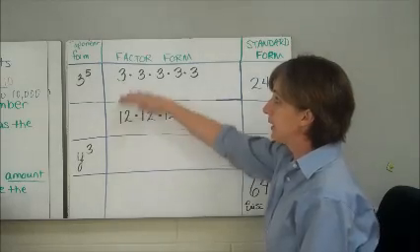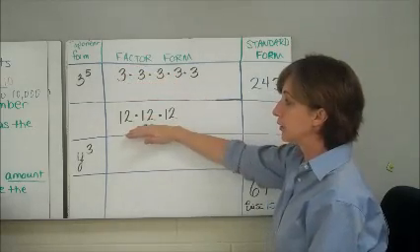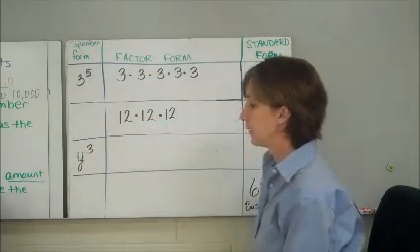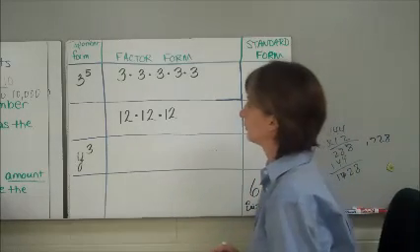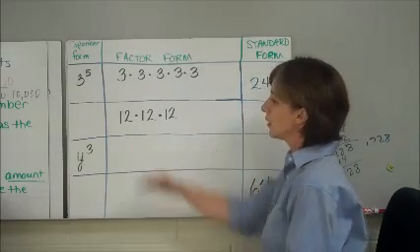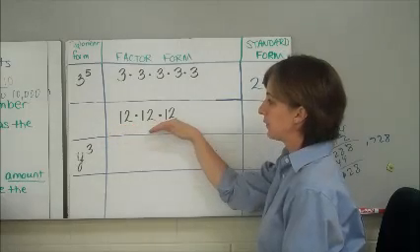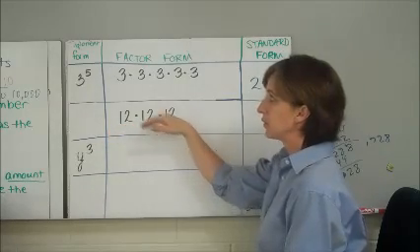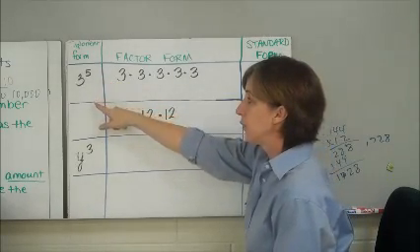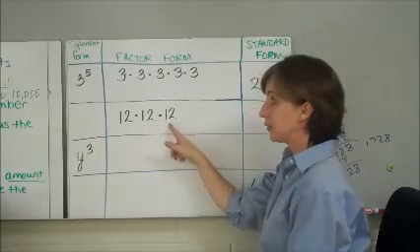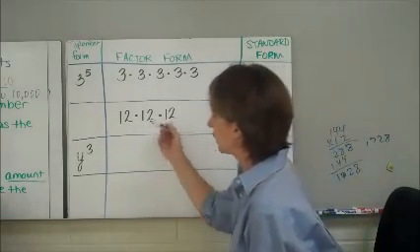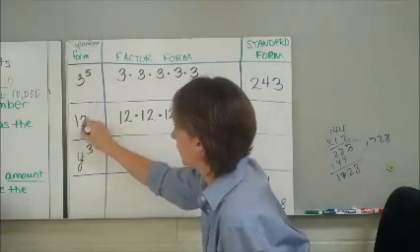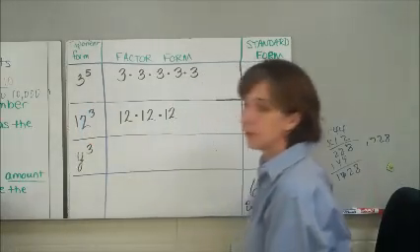This one is already written in factor form, and we are to write it in exponent form as well as standard form. So, 12 times 12 times 12 is written in factor form. In order to write it in exponent form, we have to know what the repeated factor is, which is 12, and we have to know how many times it's written, which is 3. So to write it in exponent form, we would write 12 to the 3rd power.